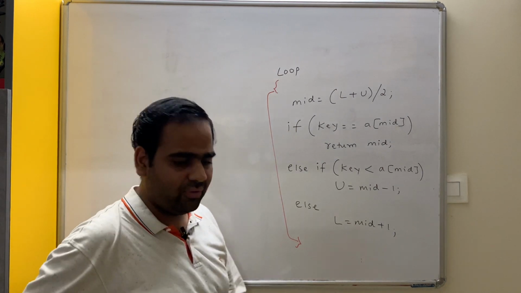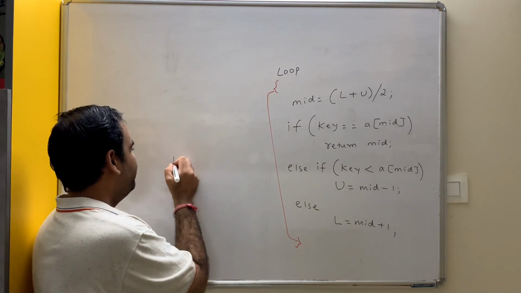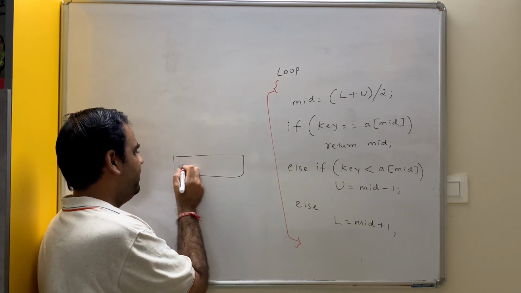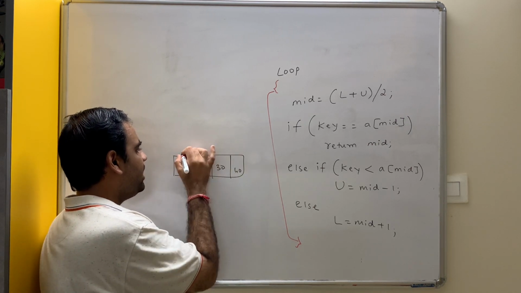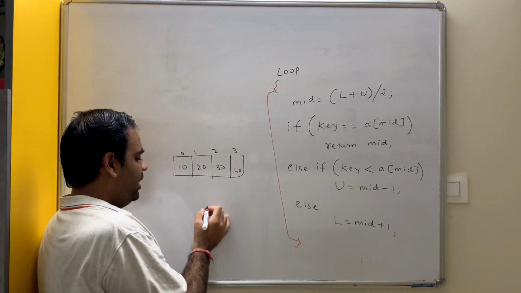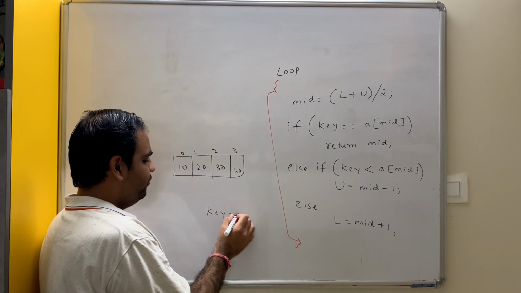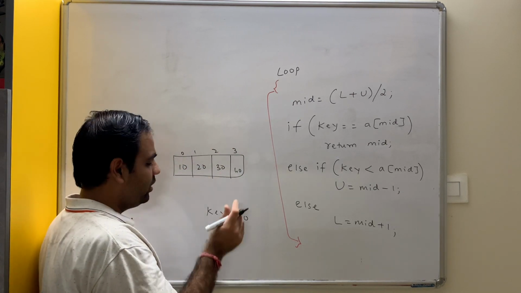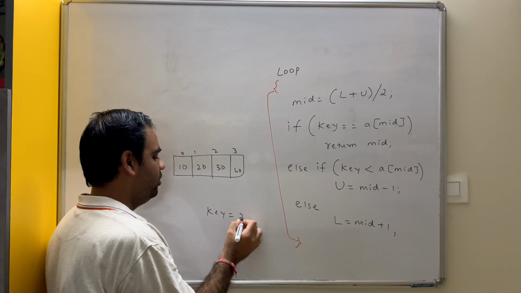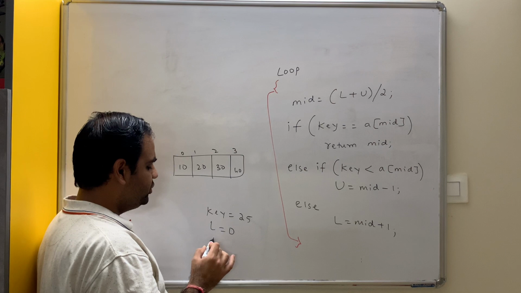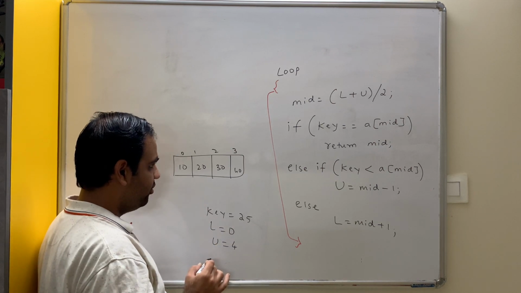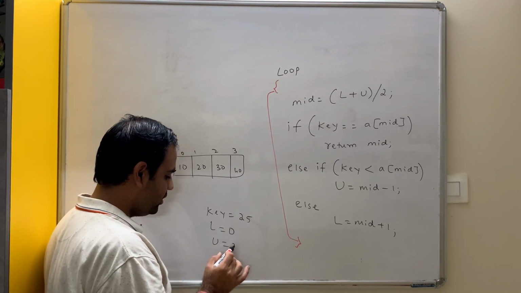Now, let us take one unsuccessful case and we will see how the array behaves. Now, let's take 10, 20, 30, 40. Let this be the array. And I want to search 25 in this array, which is not present. Now, what is the value of lower limit? It is 0. What is the value of upper limit? It is 3.